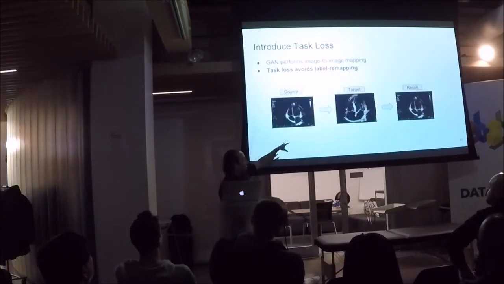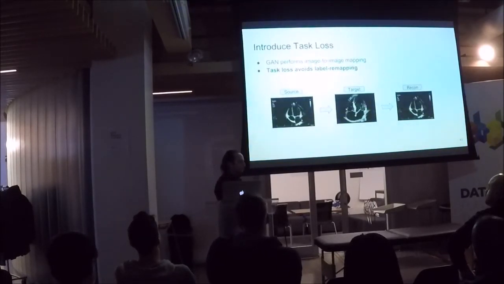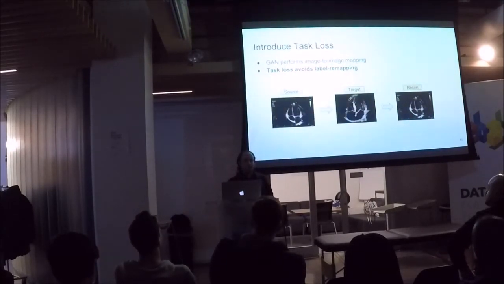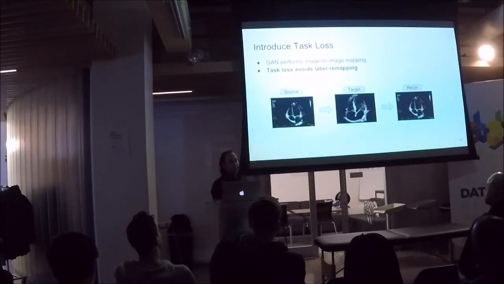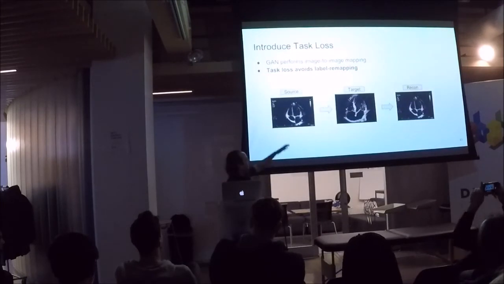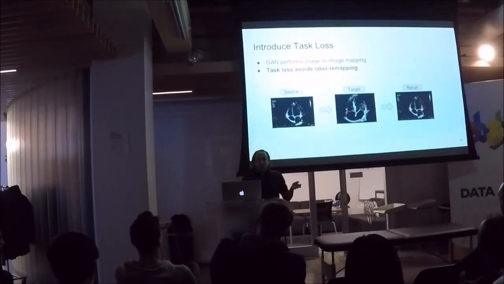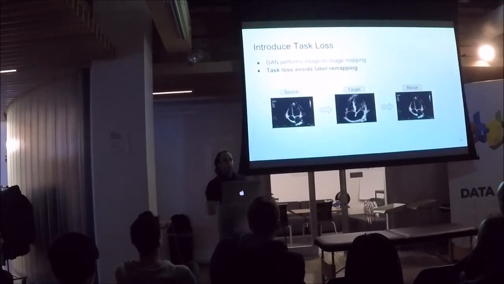Although there's a limitation that I'll point out here, we'll talk about it a little bit later, is that when you add a task loss, you need to be really careful about guarding against certain types of transformations. So for example, there's a problem in this space called label remapping, which is to say that one way that the generator can fool the discriminator is to take, let's say in this case, a heart image and make it look like a lung image. Well, the discriminator is totally fine with that because it might look like a totally realistic lung image. That's obviously not what we want.